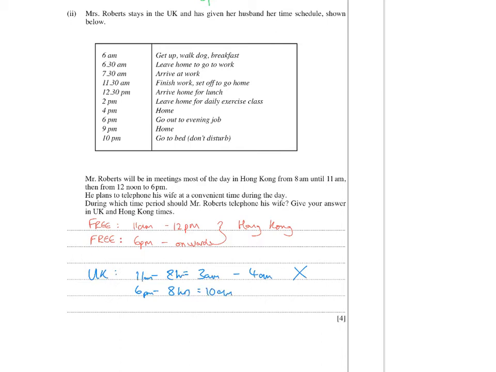Now all I need to do now is try and work out a time that fits in with her. She's arriving at work. She's in work at 10, so you can't call then. Finish work, set off to go home. 12:30 p.m. arrive home for lunch. Now that's fine. She's at home until 2 p.m. So she is free from 12:30 p.m. to 2 p.m. UK time. So I just need to add on 8 hours for Hong Kong time. So that would be 8:30 p.m. up to 10 p.m. Hong Kong time.